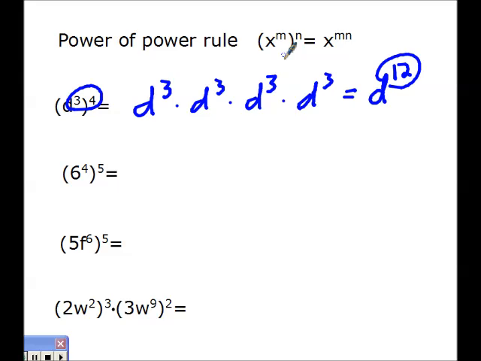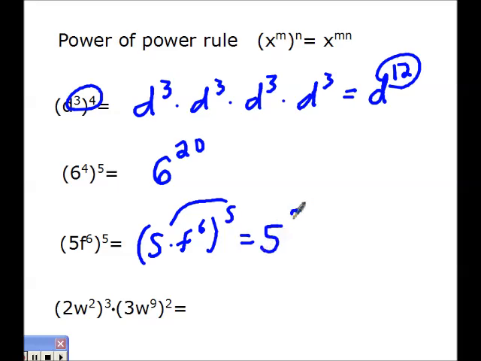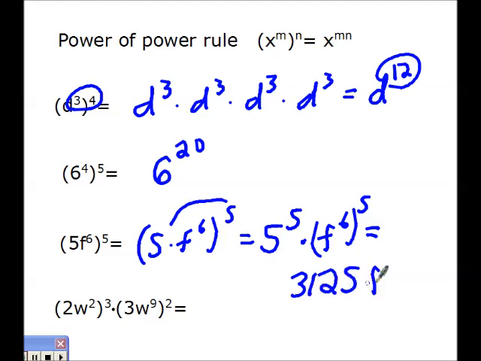Second example, 6 to the 4th to the 5th is simply 6 to the 20th. You don't have to figure out what 6 to the 4th is. Just like the d stayed the same, the 6 stays the same. This next example is 5 times f to the 6th, all to the 5th. So we have the power of a product. I'm going to do 5 to the 5th times f to the 6th to the 5th, which is going to be equal to 3,125 f to the 30th. Yes, I did use a calculator for that.